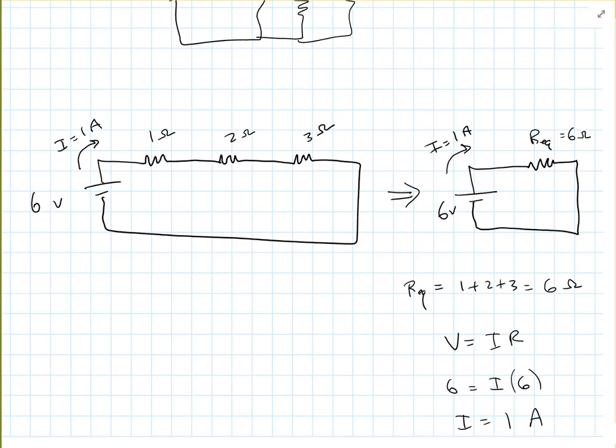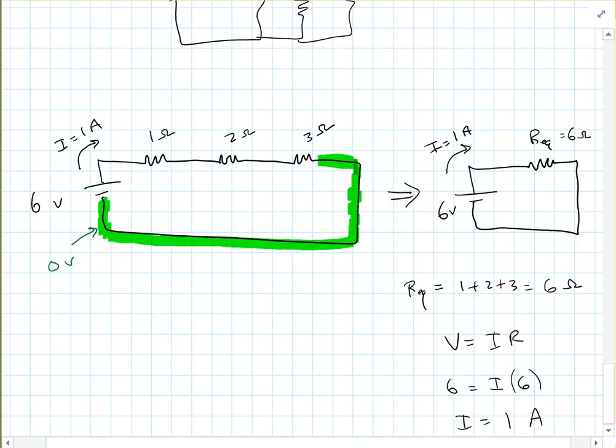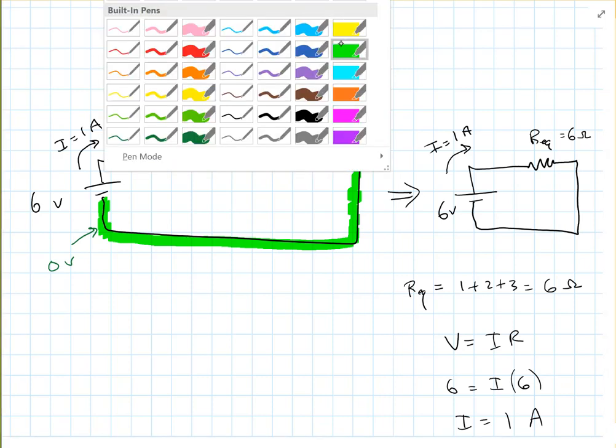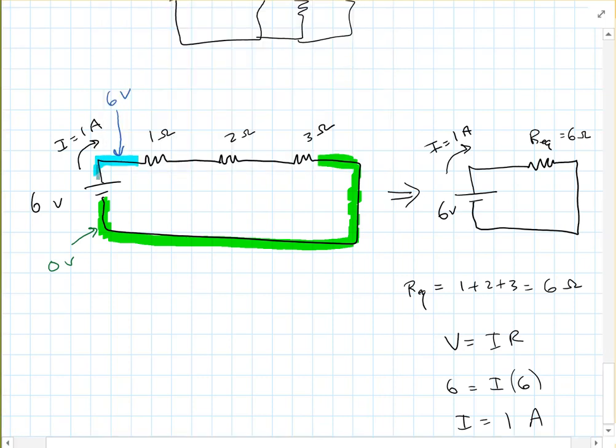I'm going to define 0 to be the negative terminal on my battery. That means that all of this is 0. That's an equipotential surface. And my high side of the battery is 6 volts, right? So I'm going to use my blue highlighter. That's all 6 volts right there.